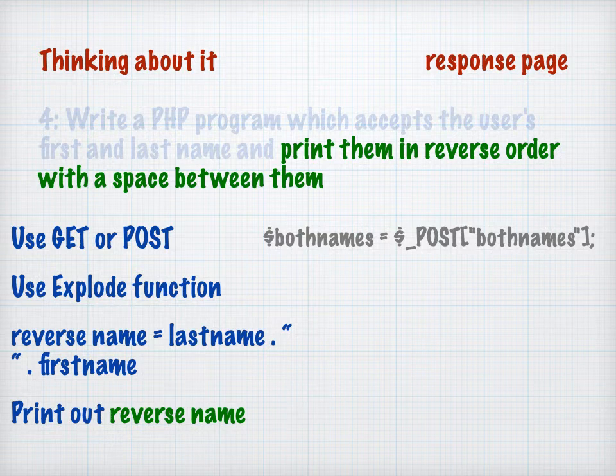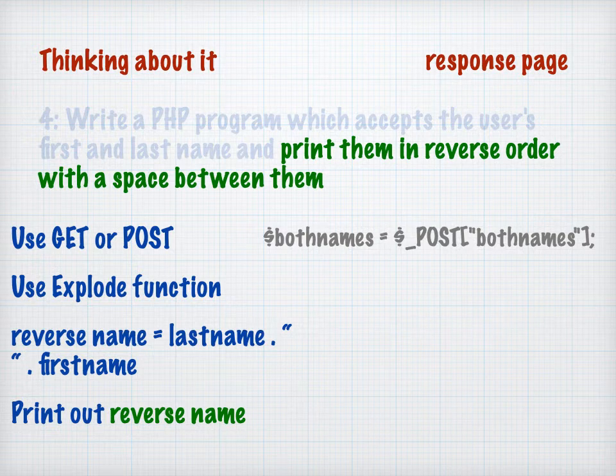Common mistakes are you make slight differences in the names and then you forget which name you're using, or you put a capital letter in there, something like that. The easiest thing to do is just to make sure you use exactly the same name. So the form element was called both names. So I'm going to extract that from the post array, and I'm going to create a variable called both names, and that is going to contain both names.